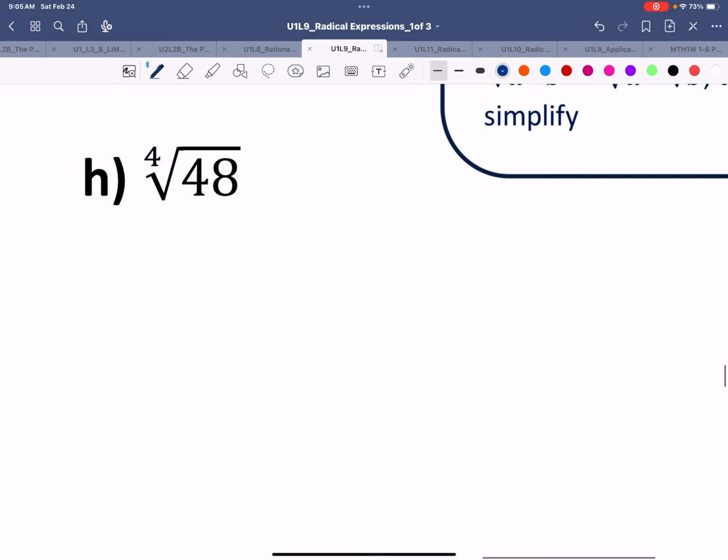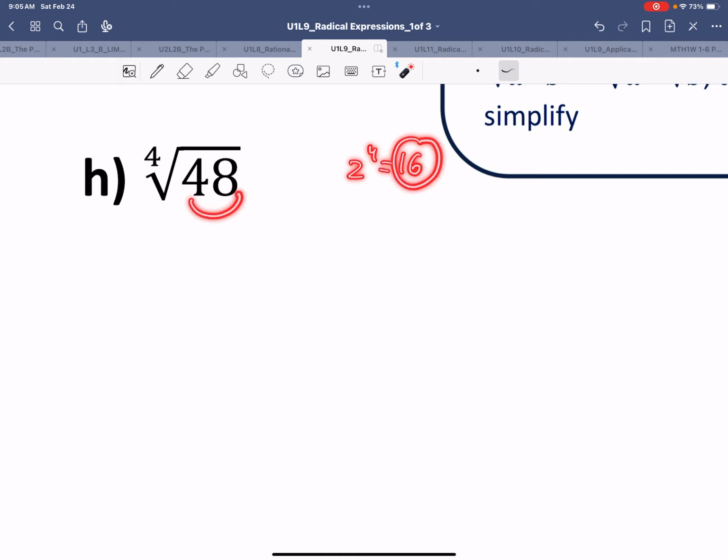Fourth root of 48. So we're playing with perfect powers of 4. 2 to the power of 4, that's 16. Wait a second. 16 is a factor of 48. So I think we hit a jackpot here.